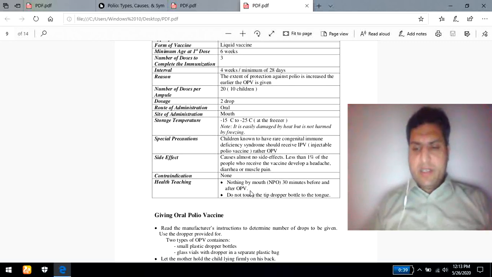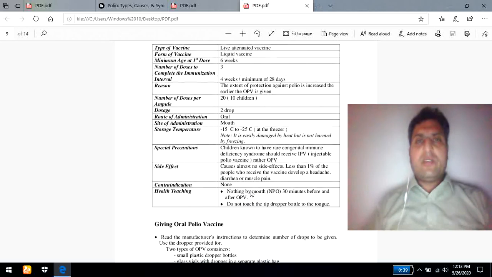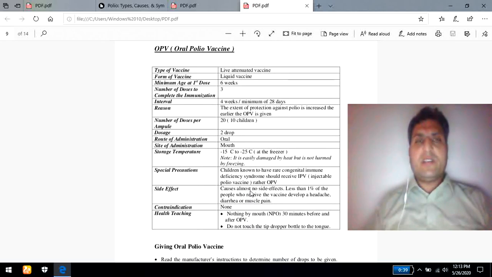Next we discuss the vaccine, which is most commonly recommended nowadays, the oral polio vaccine. So the type of vaccine most commonly available is oral. This is a live attenuated vaccine. We have to treat the virus in such a way that the virus retains its antigenic property. The form of the vaccine is most commonly available as a liquid.